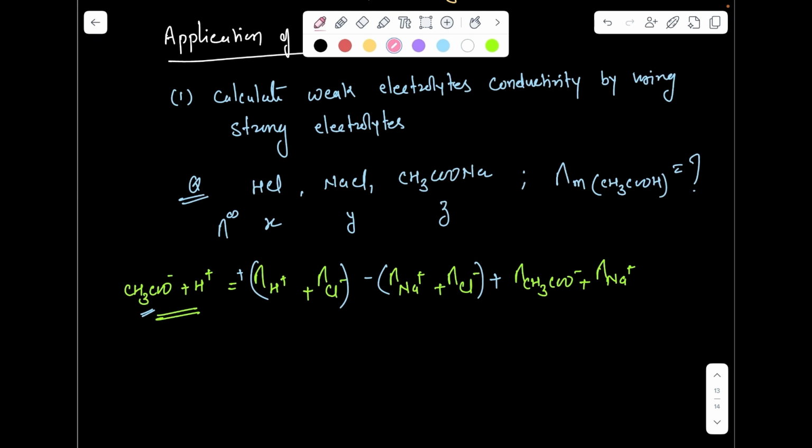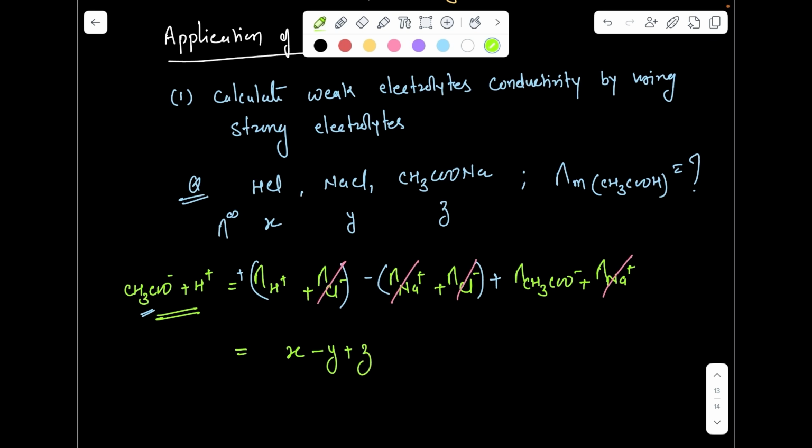So based on that, the plus Cl and the minus Cl will get cancel. And this minus sodium and this plus sodium will also cancel. And in the last, we are left with the acetate ion and the H plus ion. So it shows that its conductivity will be X minus Y plus Z. That should be the answer.